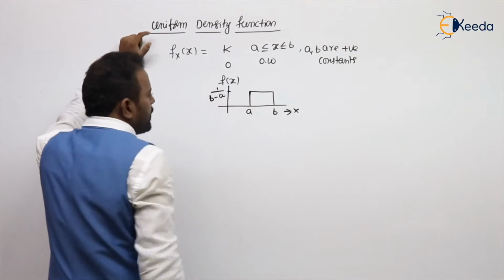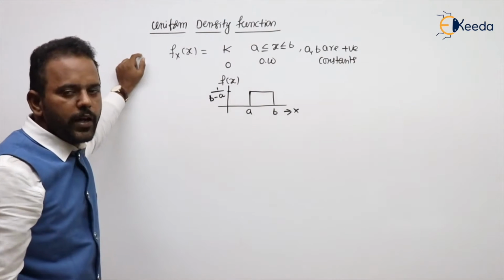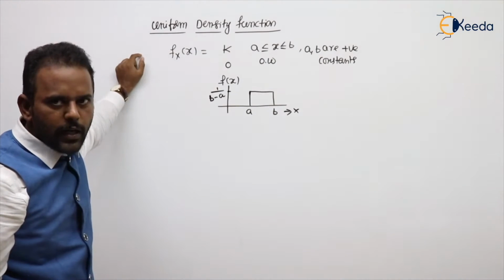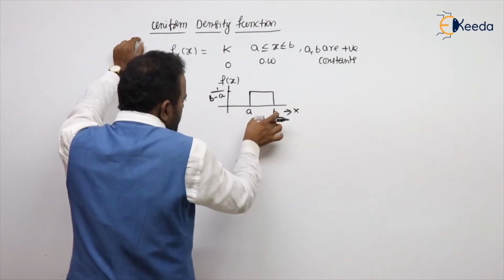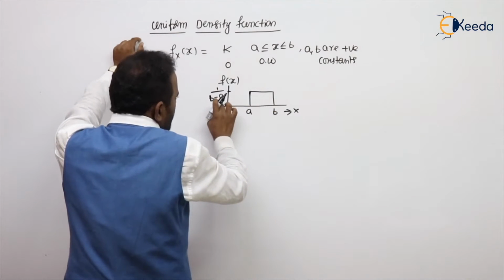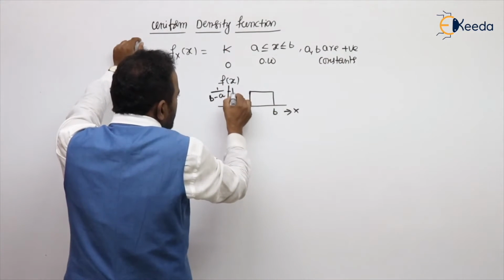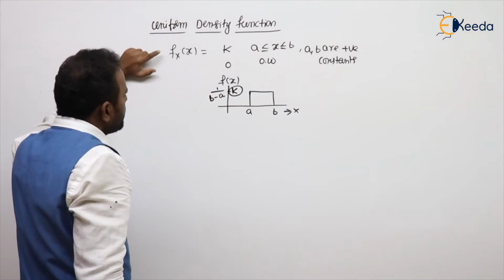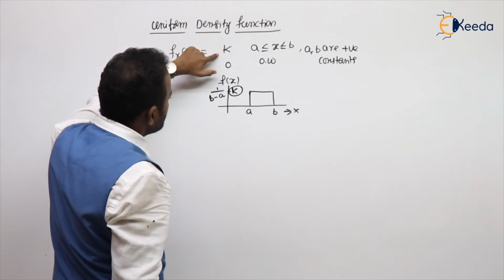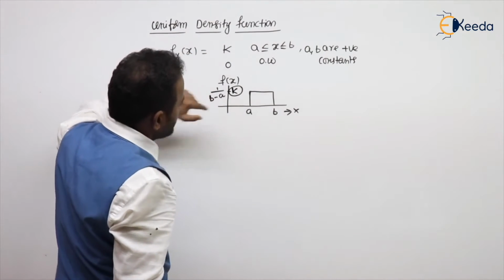Why, sir? Because total area should be equal to 1. Total area should be equal to 1. So that's why I written this value. This value is 1 by b minus a. What is given here? That is nothing but k also. So for a uniform PDF, the value of this one is nothing but 1 by b minus a.